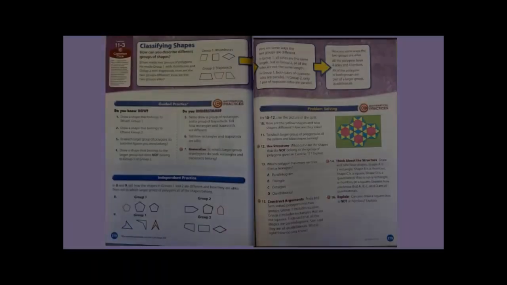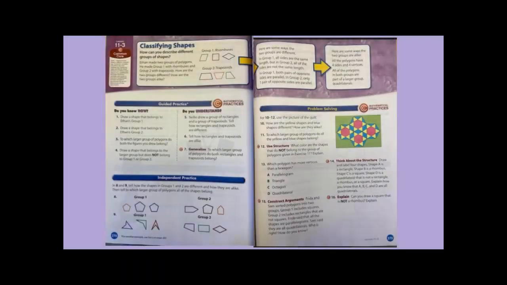This is the shape that I chose. You could have chosen the parallelogram or the square, but this particular shape, the rhombus, spoke to me. Number 2, draw a shape that belongs to Ethan's group 2. Again, pause the video and draw a shape that belongs to Ethan's group 2.